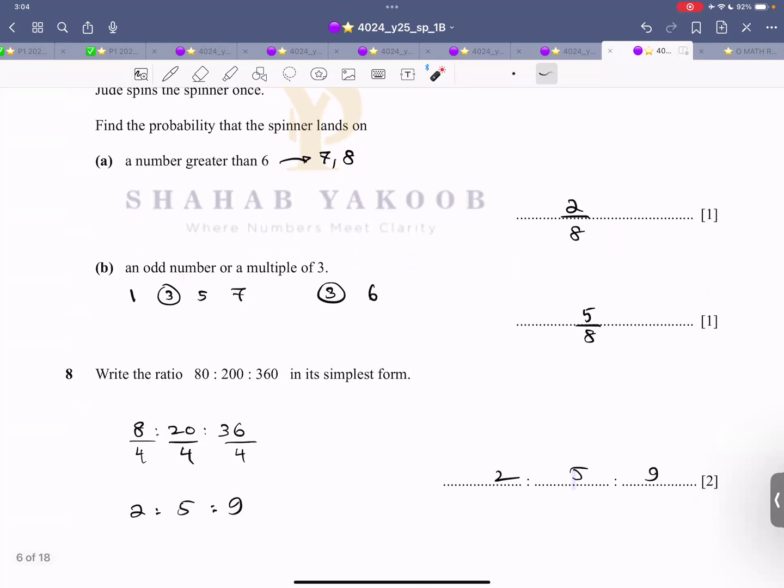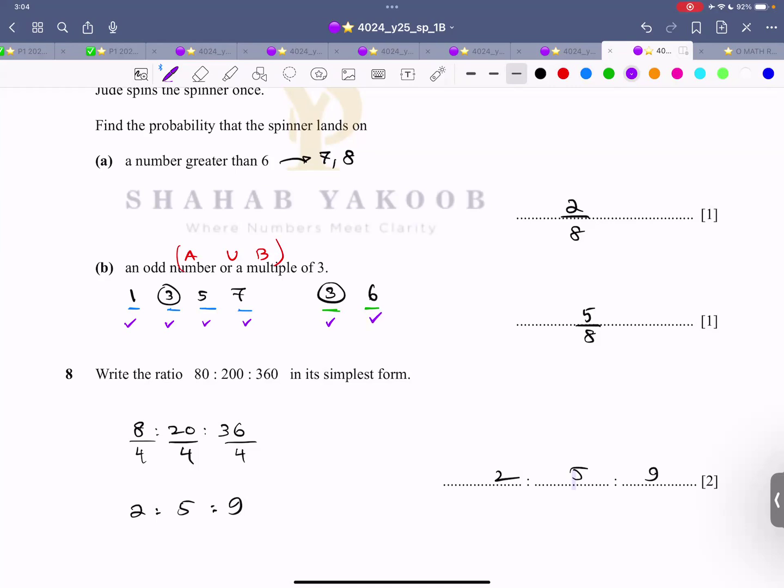An odd number or a multiple of 3. So this is something like set notation, A union B, where you take all without repetition. How many odd numbers do you see? I see 1, 3, 5, and 7. How many multiples of 3? 3 ones are 3, 3 twos are 6. That's it. And when I write the union, 1, 3 is already there, 5 is there, 7 is there, 6 has to be taken.